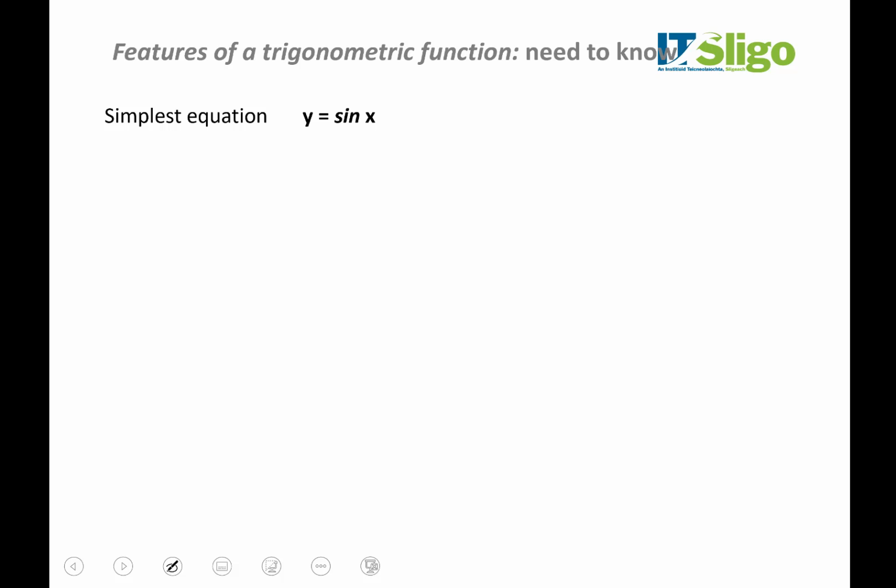Just some of the things we need to know. Simplest equation, y is equal to sine x or cos x. I'll explain what these terms mean if you're unfamiliar with them in a little while. Any of those. The general equation, y is equal to a sine bx.